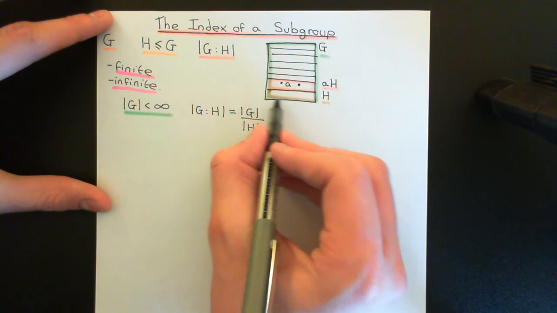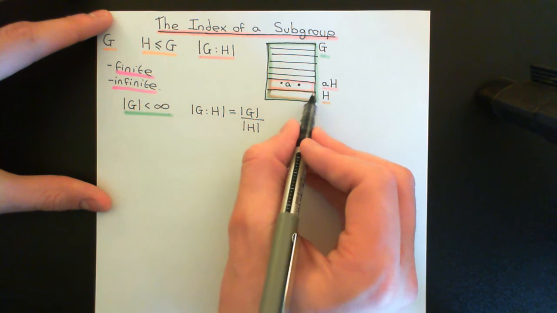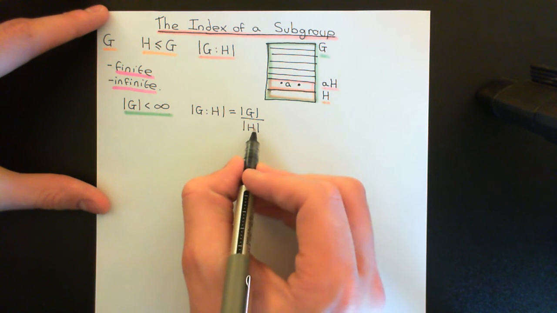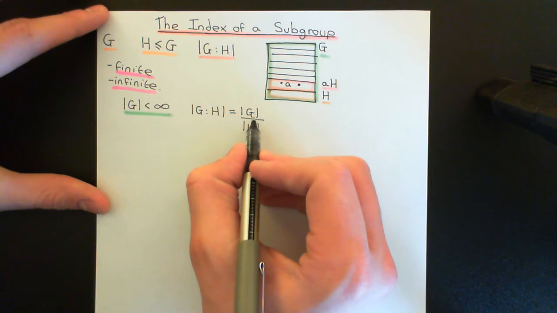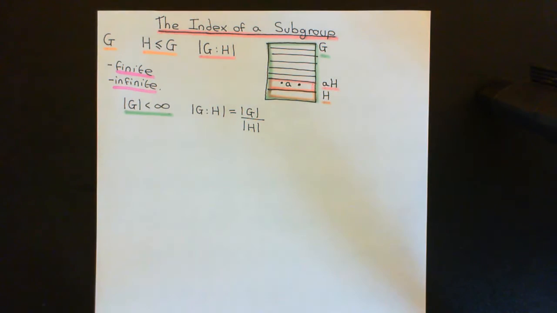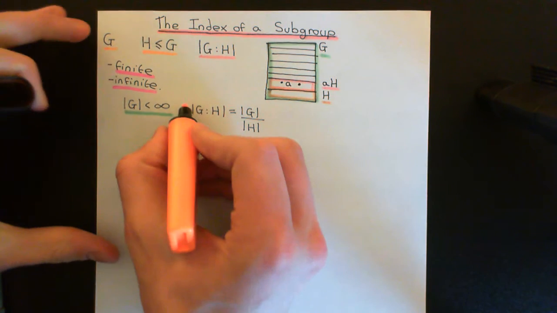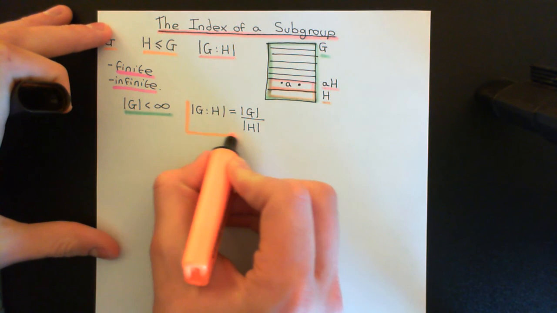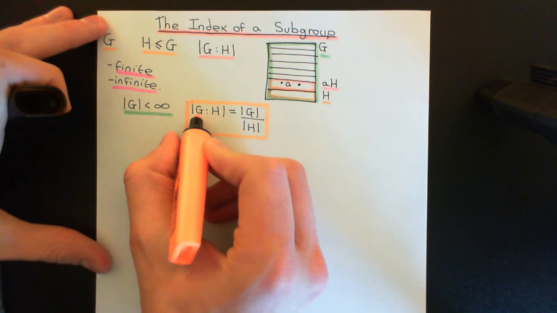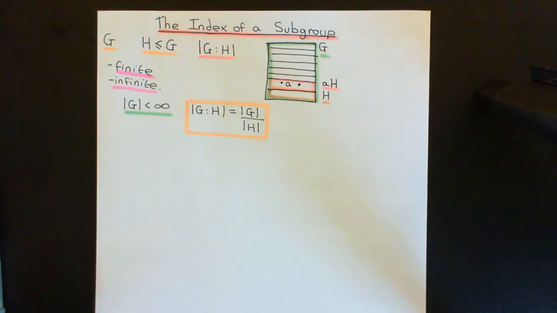If in each coset we have the number of elements in the subgroup here, i.e. the order of the subgroup, then all we need to do is divide this by this to work out how many cosets we're going to get, and indeed that will be the index of the subgroup H in G. Okay, so if you're working with a finite group, capital G, then this formula holds. Of course, if the group is infinite, then this formula doesn't hold.